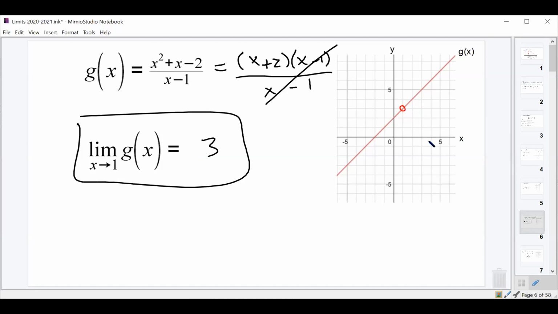Can I get all the way to 2.9999999 if I wanted to? If I wanted y to be 2.999, let's say, could I get that y value? Yes. I just go back in and set it equal to x squared plus x minus 2 over x minus 1 and figure out what x value gives me that. I should be able to make that work every time. I can get as close to 3 as I want. We feel okay about that? Yeah. All right.